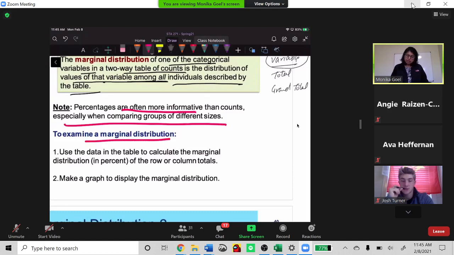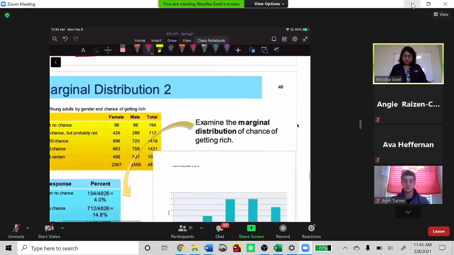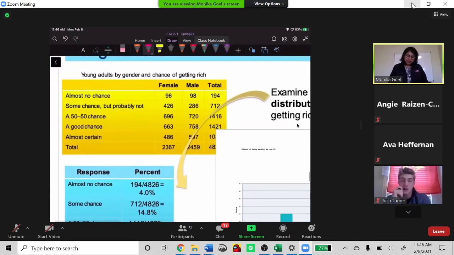To examine a marginal distribution, use the data in the table to calculate the marginal distribution of the row or column total. Make a graph to display the marginal distribution. Once you have a table, then you can make a graph and see what kind of distribution I see. And we are using the same table that we just used, young adults by gender and chance of getting rich, and you see the total. This is the same table that we used two slides back.